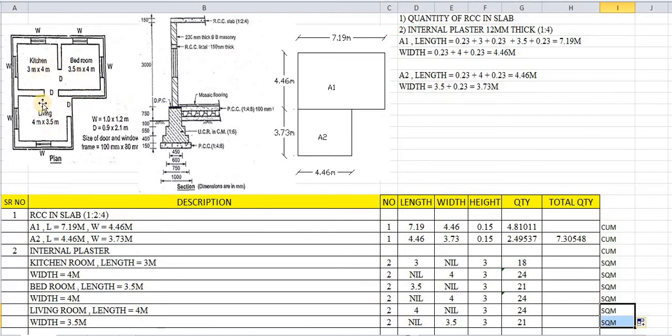But we cannot take the complete 5 openings. As per IS code 1200 we have to take 50% of the openings. That means 5 will be divided by 2. So the total is 5 openings in the kitchen, bedroom and living room, but while finding the deduction for the quantity of plastering, we have to take 50%. That means 5 divided by 2, that is 2.5. So 2.5 will be considered for door openings.